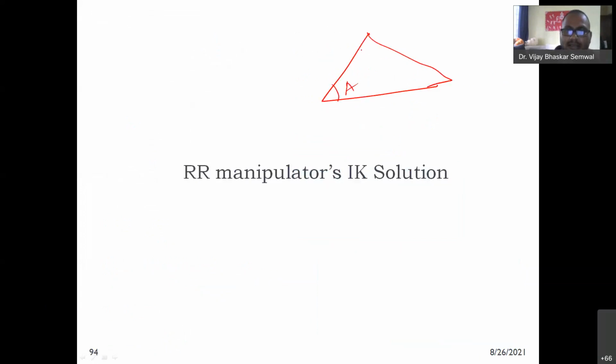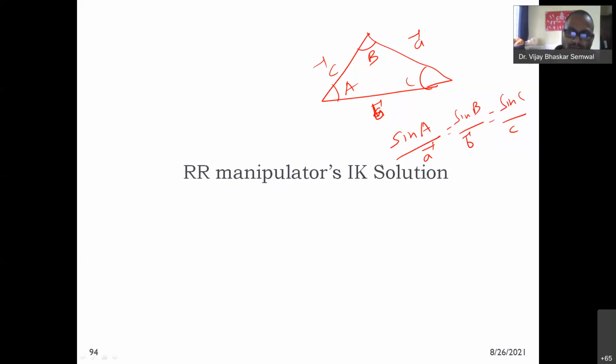This is angle A, this is angle B, this is angle C. This is your A, sorry, B. This is your A, this is your C. If I do sine, what is the formula? Sine A upon A is equal to sine B upon B. This is the sine formula. Sine C upon C. We used to treat it as a constant.